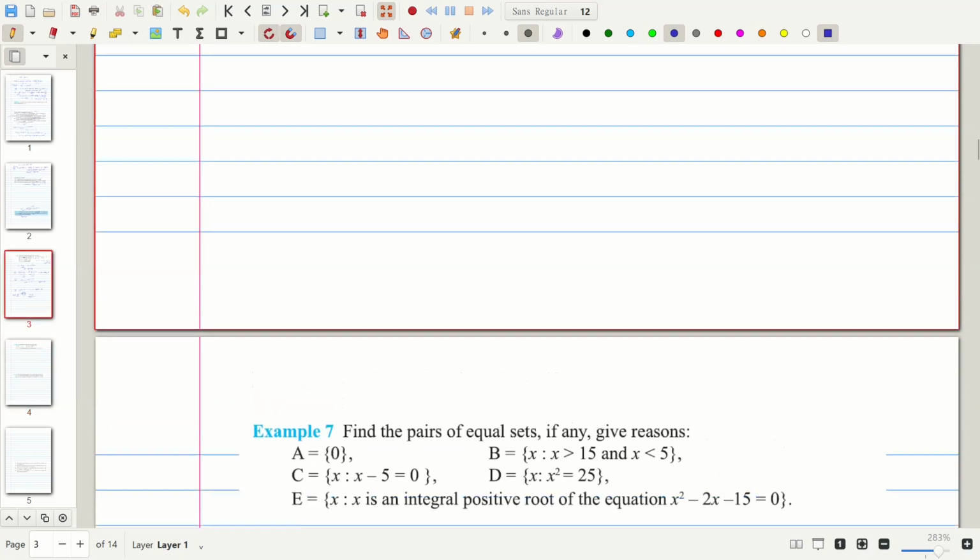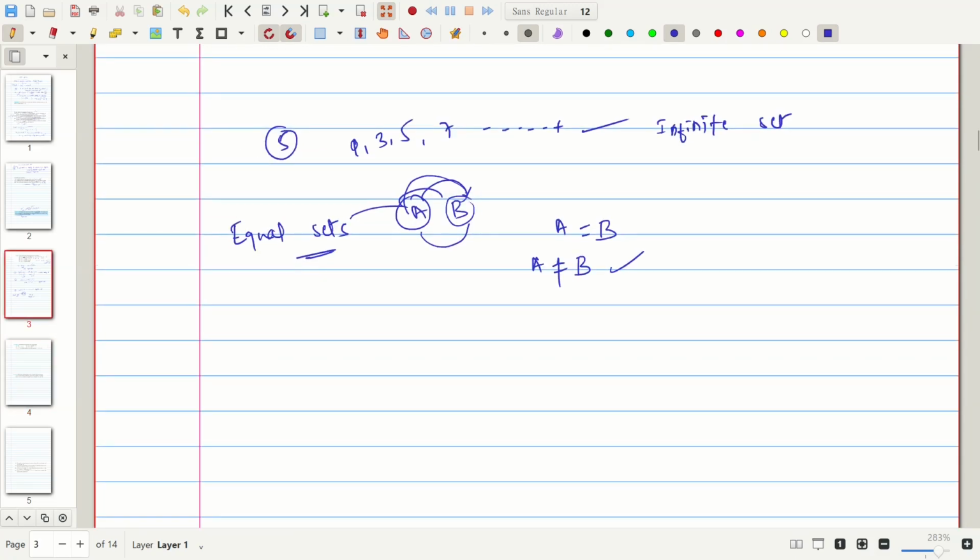So let's see the example here. Take an example: let A be 1, 2, 3, 4, and take set B as 3, 1, 4, 2. Are these two sets equal or not? These two sets are equal.